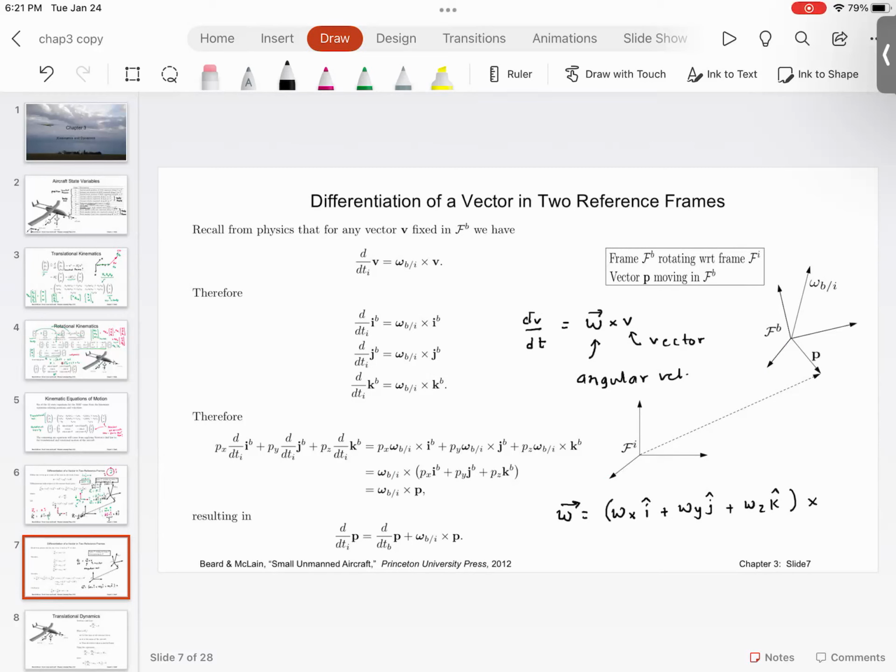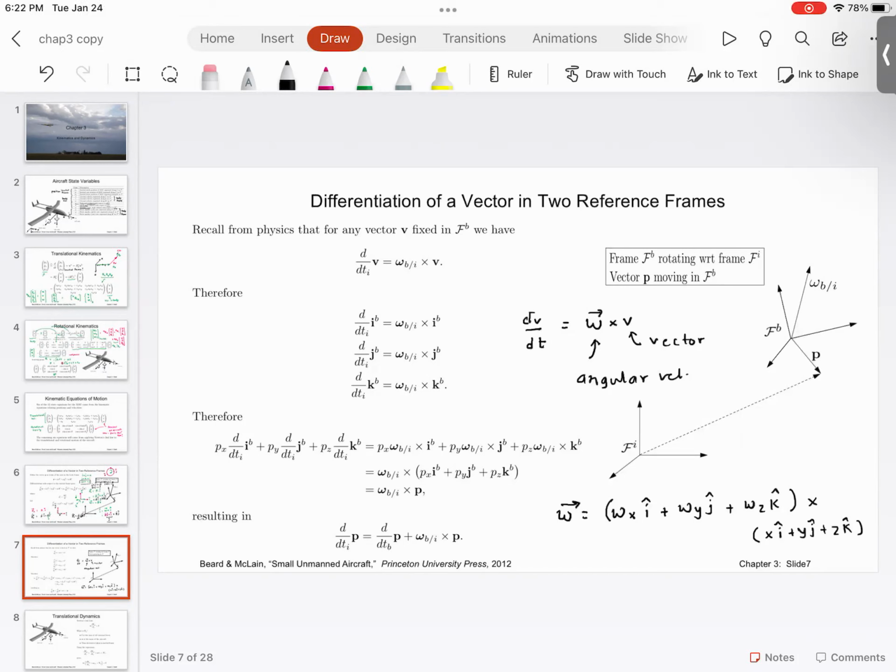And this vector could have three components. This vector could be something like x i plus y j plus z k. And this vector can be anything. This vector can be a position vector, or this could be a velocity vector, or this could be an angular momentum vector.